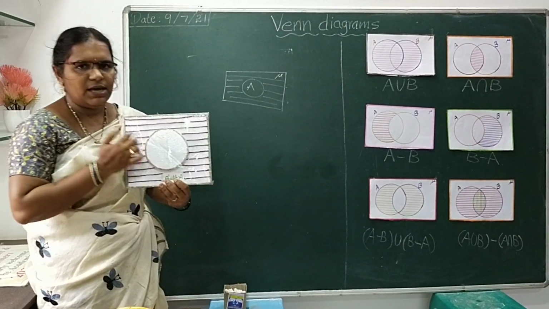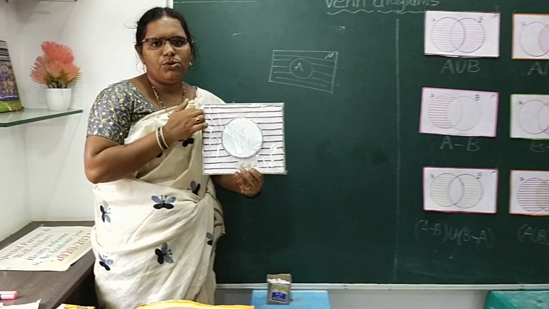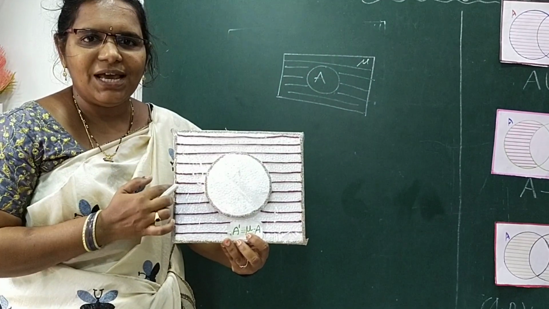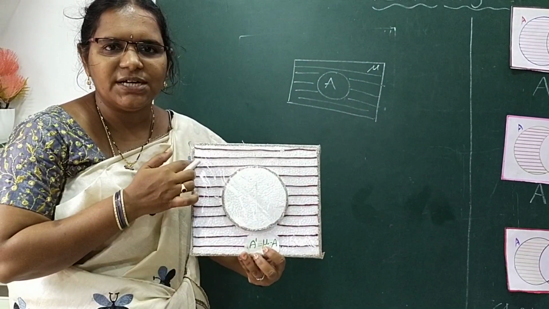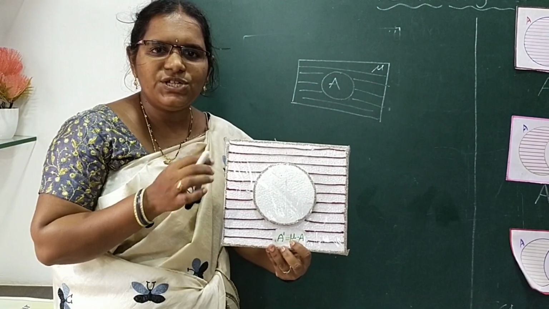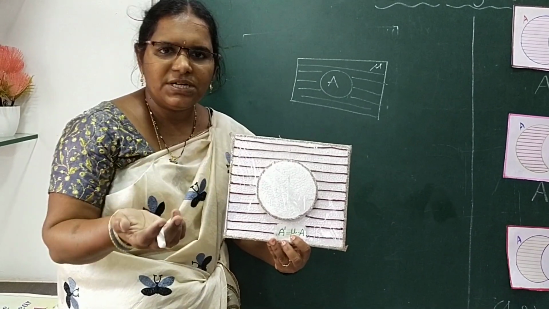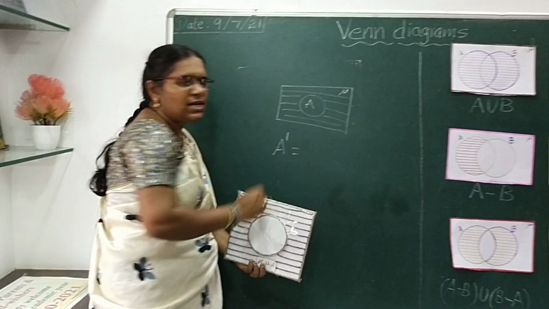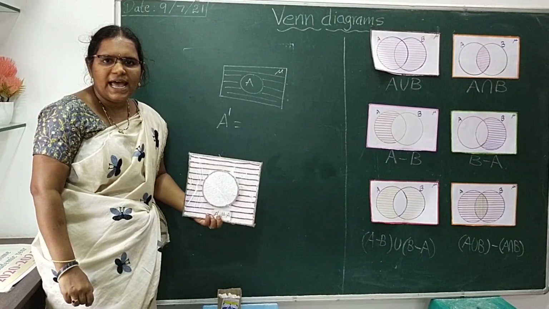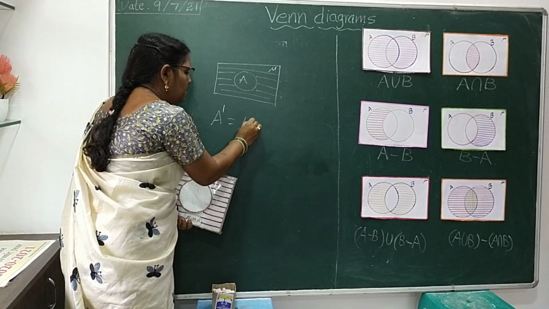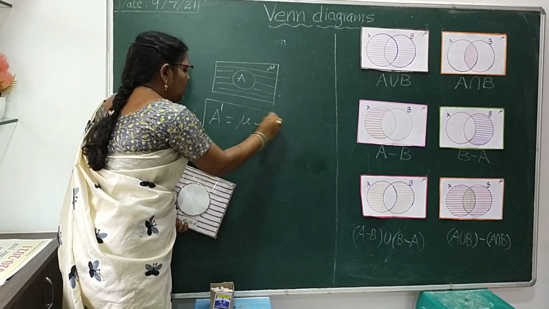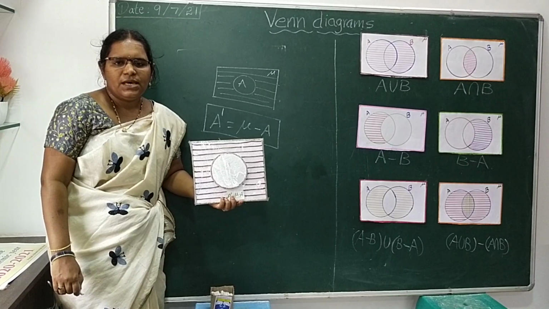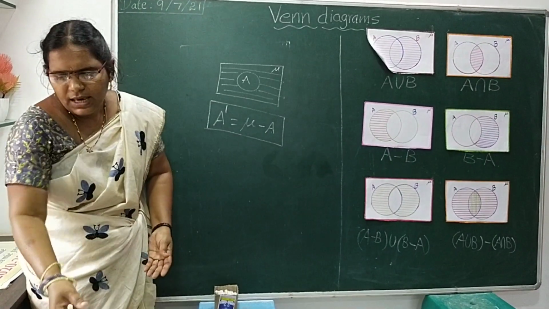This is set A and this is mu. Except A, the remaining portion is shaded. The elements which are not in A but in the universal set are denoted by A dash. We said that set A dash is equal to what? Mu minus A. In the same way, A dash.